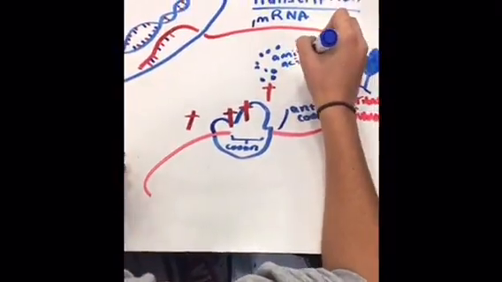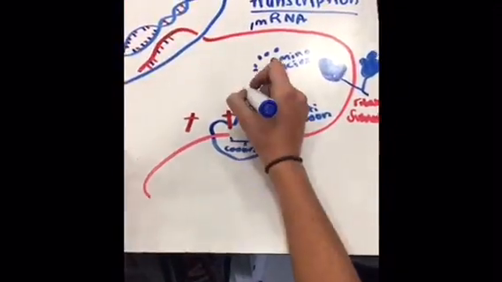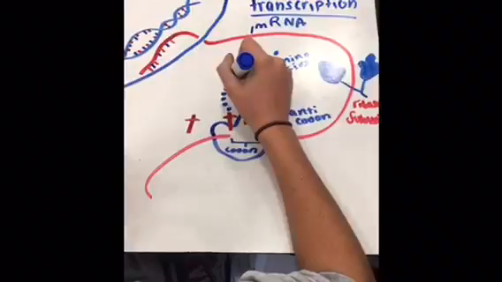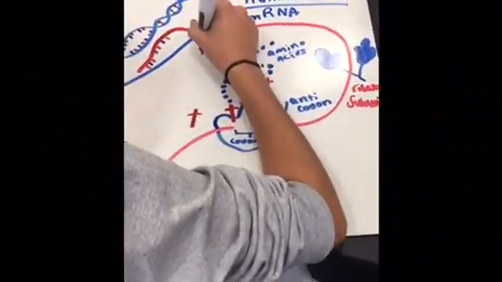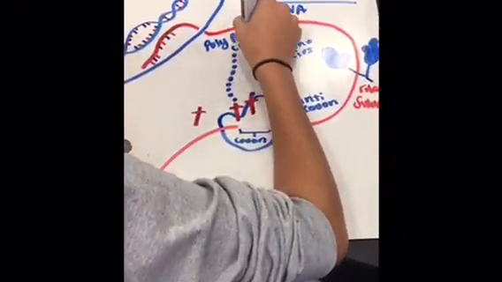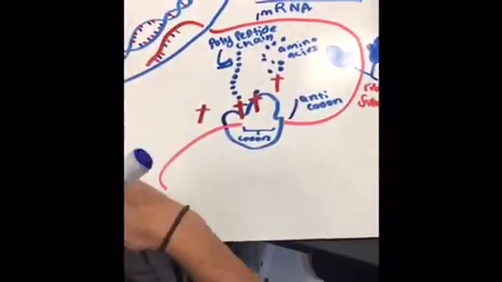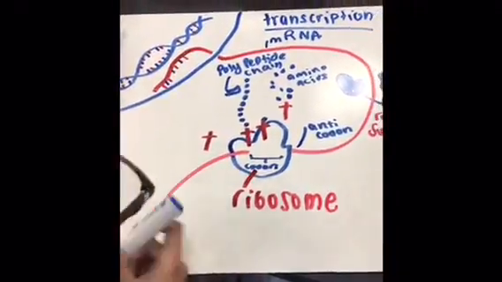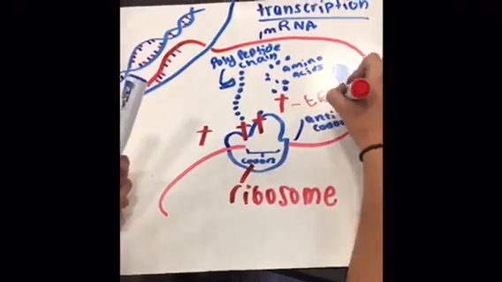Once the tRNA catches the free amino acids and brings them to the ribosome, it forms a polypeptide chain, which is also known as an amino acid chain. This chain folds up and creates a protein. This process is called translation. This is what causes mutations, or a change in the DNA sequence.